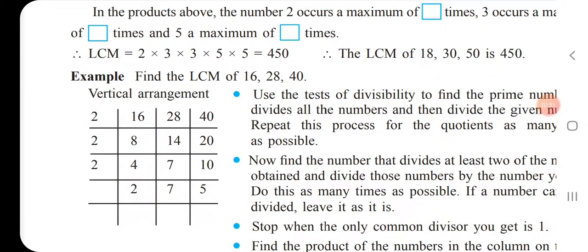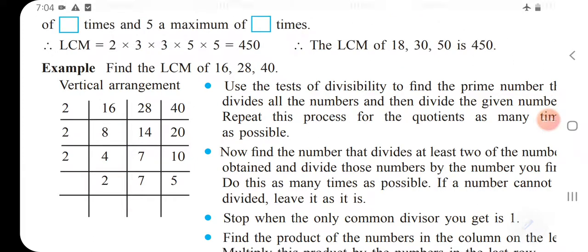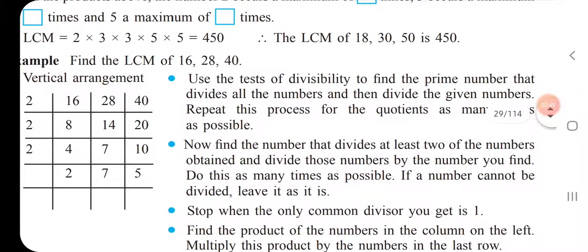At the same time, we can use the vertical arrangement to find the LCM. For example, here are 3 numbers: 16, 28 and 40. Their LCM we have to find. How to do this? See, the numbers are 16, 28 and 40. Write them vertically in the form of columns.